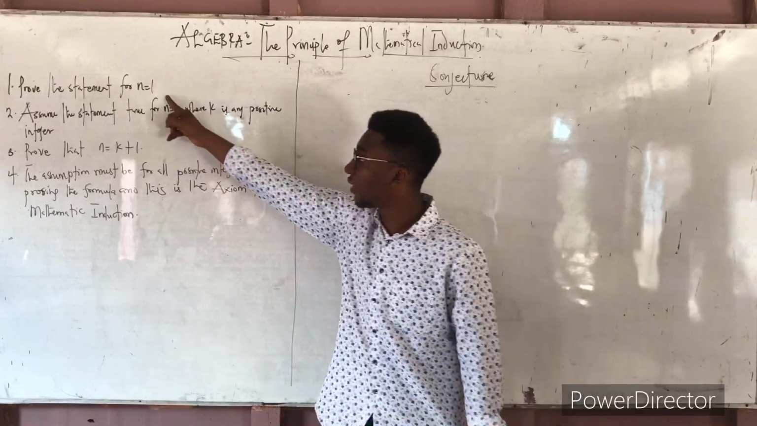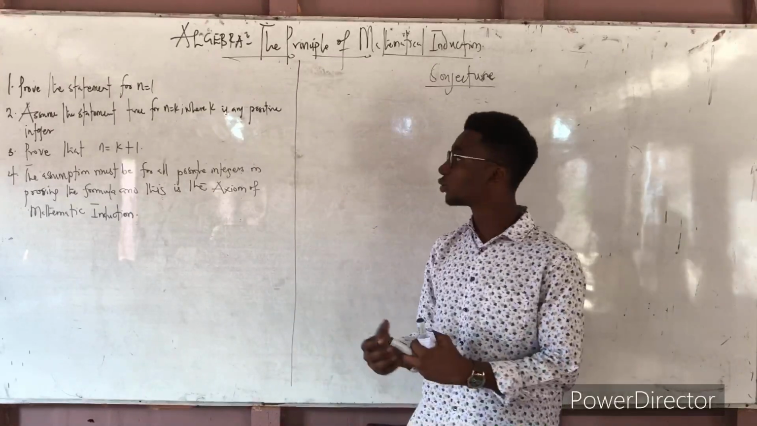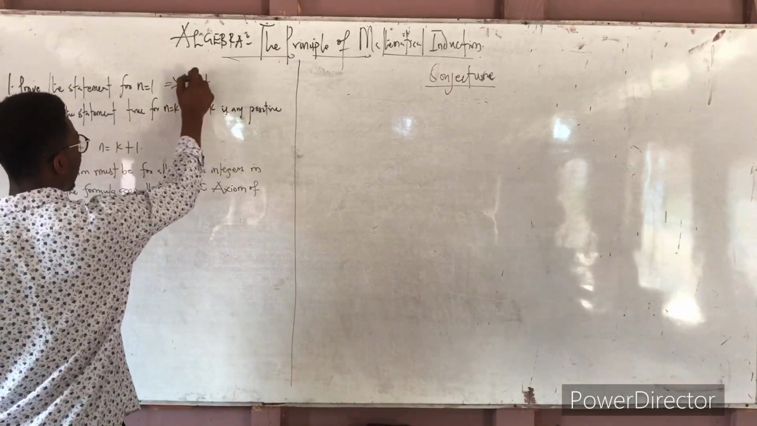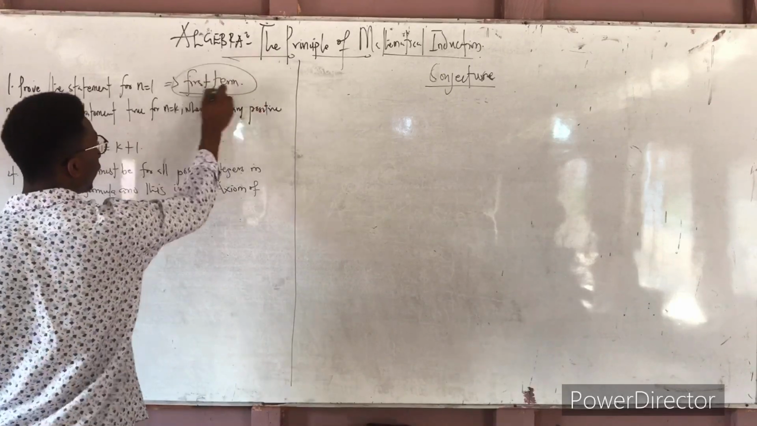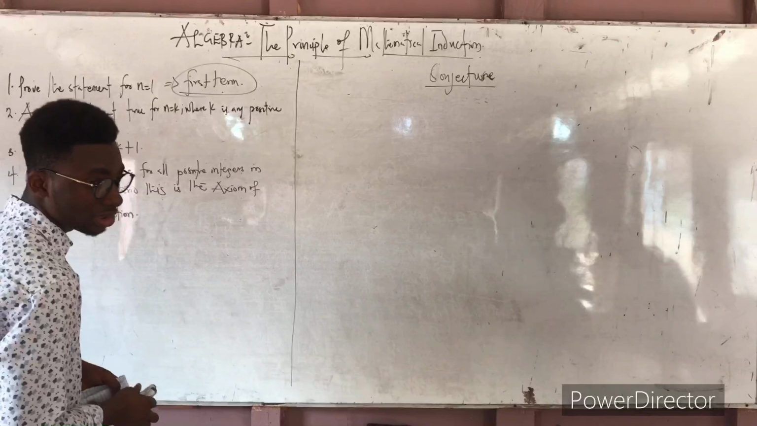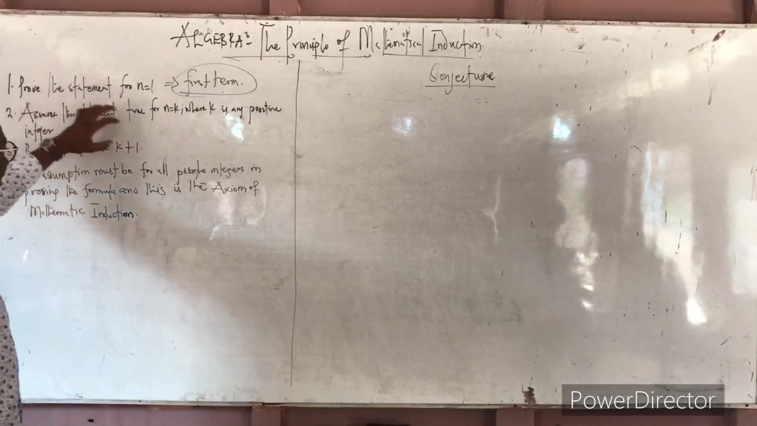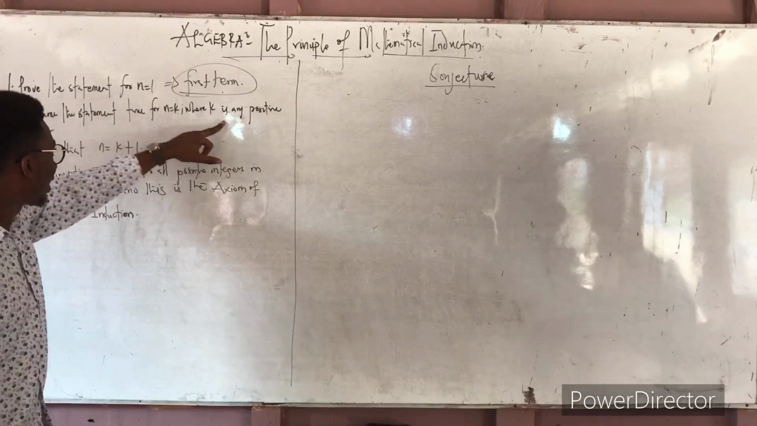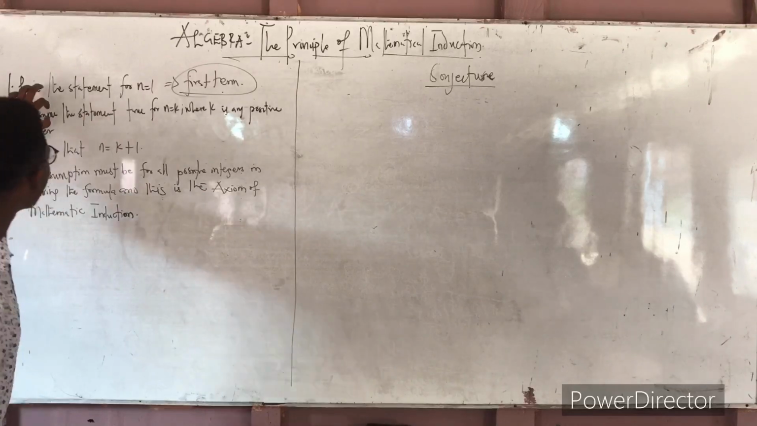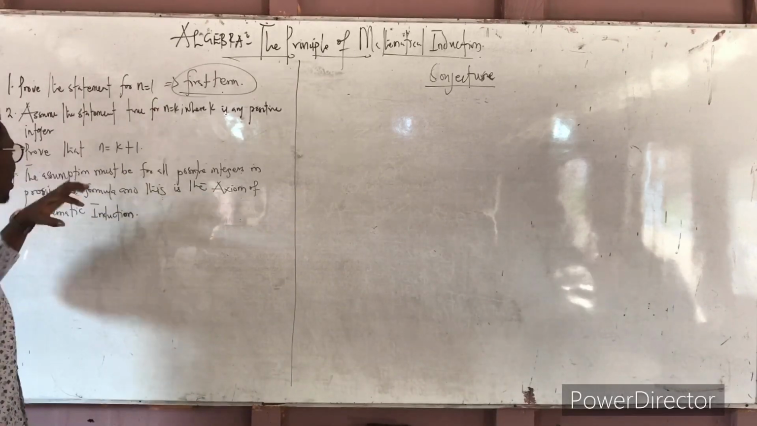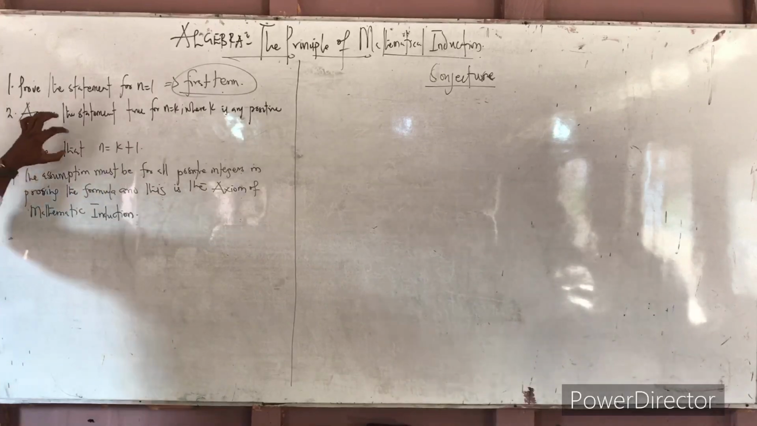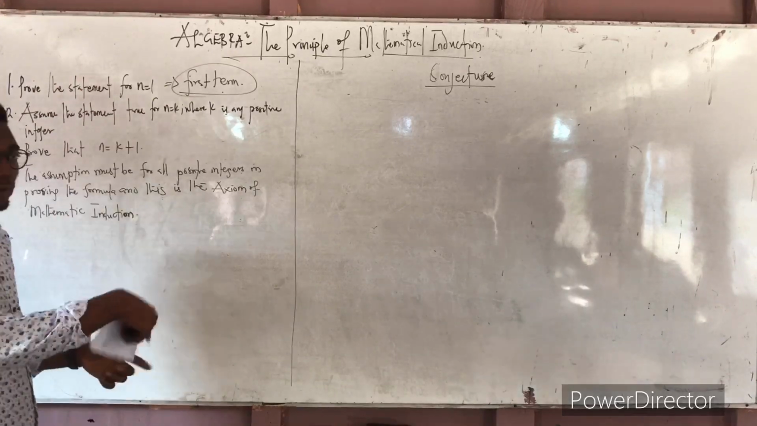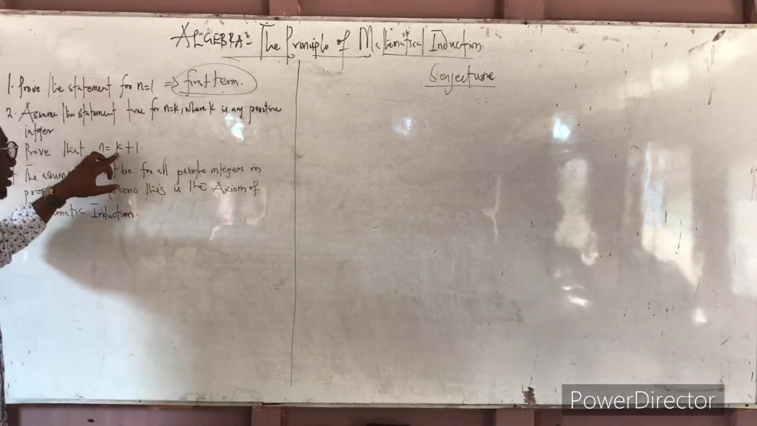First of all, you have to prove the statement for n equal to 1. That means you have to prove whether the statement is true for the first term, anytime you are given such a relation. Again, you have to assume that the statement is true for some induced value k, where k is any positive integer. After doing that, you have to prove that the statement is also true for some other positive value, which is k plus 1, the addition of 1 to k.